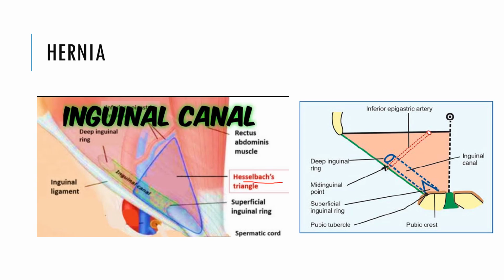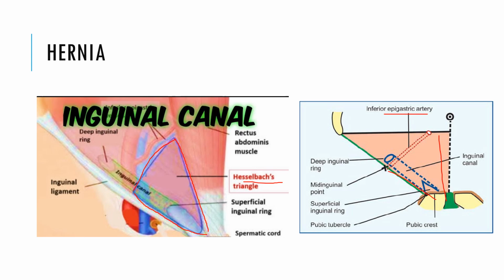Hesselbach's triangle is a triangular portion which is bounded by the lateral border of rectus abdominis, on the lower side by the inguinal ligament, and laterally by the inferior epigastric vessel. So as you can see here, inferior epigastric artery, lateral border of rectus abdominis muscle, and inguinal ligament. That is your Hesselbach's triangle.